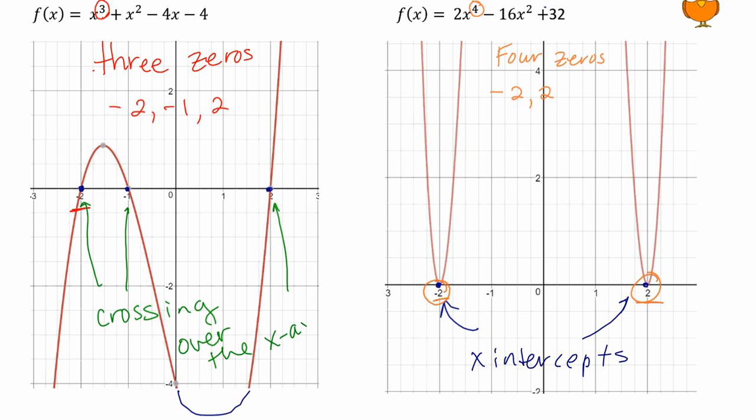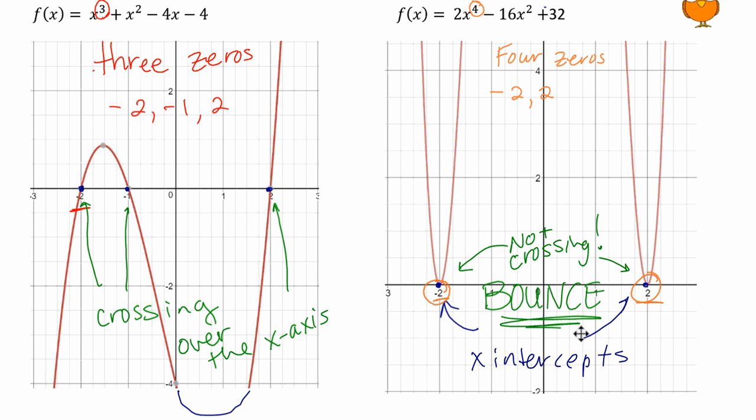But what's happening over here? These guys are just touching it. They're not crossing. They touch it and then go back in the same direction they came from. We call this a bounce. These guys are bouncing.